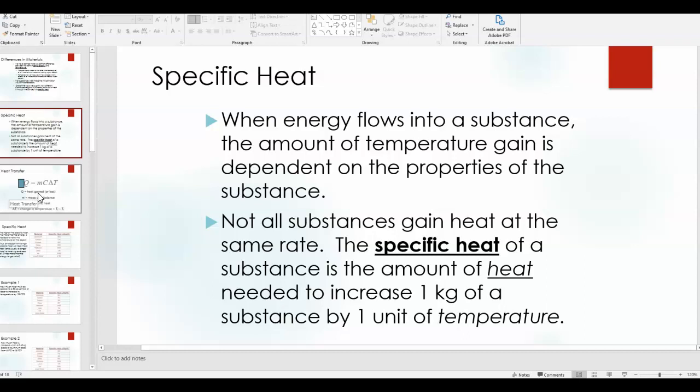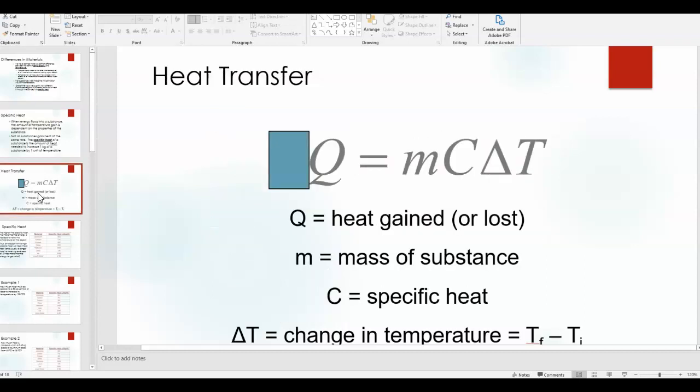The way we're going to do that is by looking at the specific heat equation, which is written like this. This equation is the Q = mcΔT equation. In this equation, we're told that Q is equal to mcΔT. Now, what does that mean? Q, remember, is heat. So on the left side, you have heat either being gained by an object if it's positive Q, or lost by an object if it's negative Q.